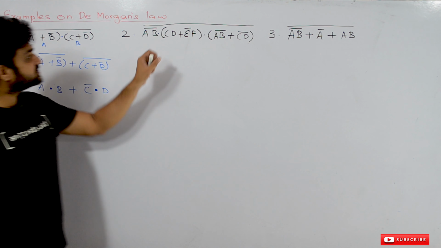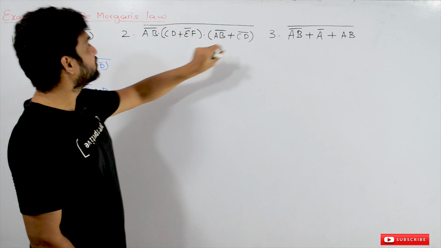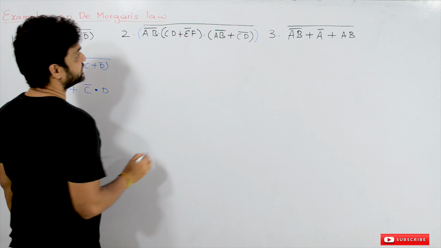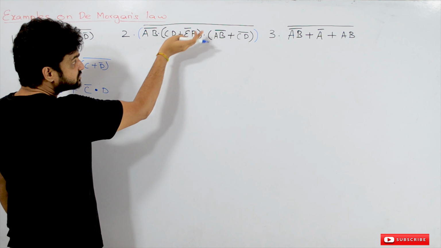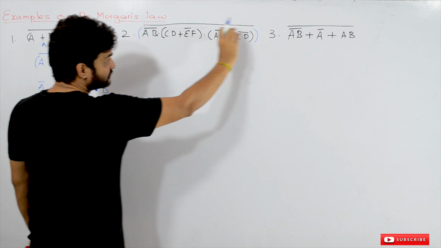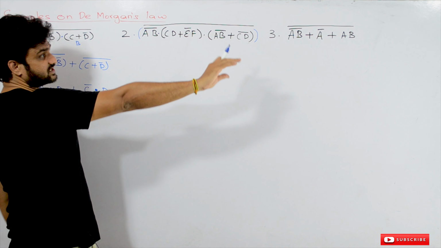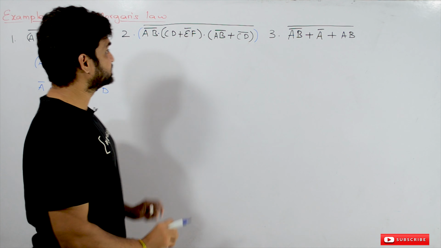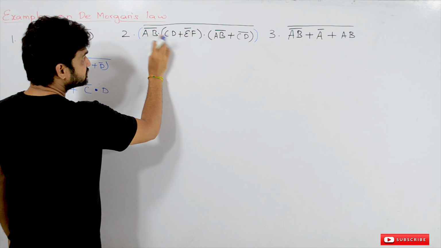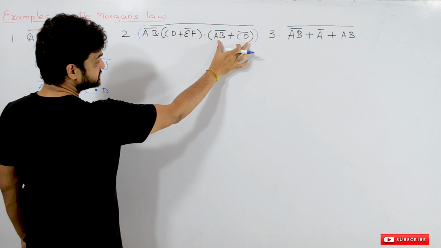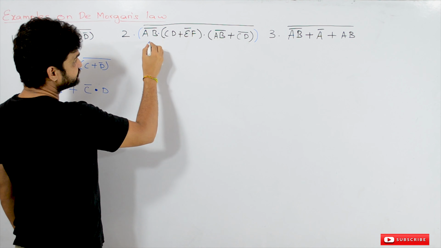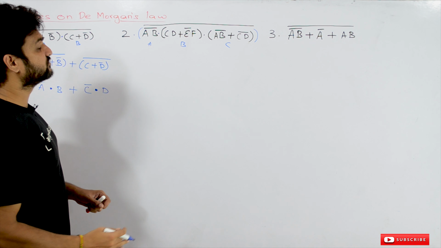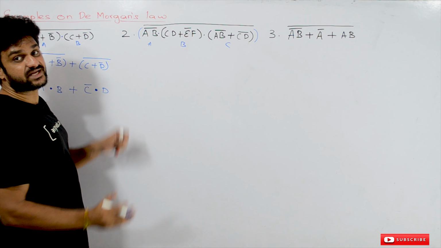Now coming to the next example, if you try to apply De Morgan's law on this Boolean expression, we are trying to find the complement of this. The complement of the entire Boolean expression means we can use De Morgan's law. Consider this piece as one variable, A, B, C. In that visualization we will try to simplify it step by step.